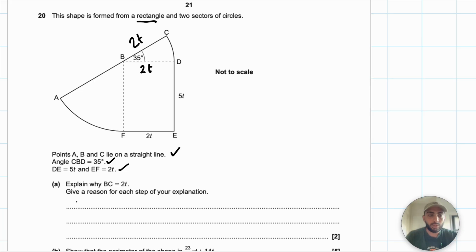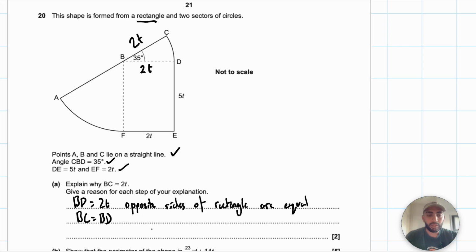So the first step was BD equals 2t because opposite sides of a rectangle are equal. And say BC is the same as BD because they're both radii of the same circle.